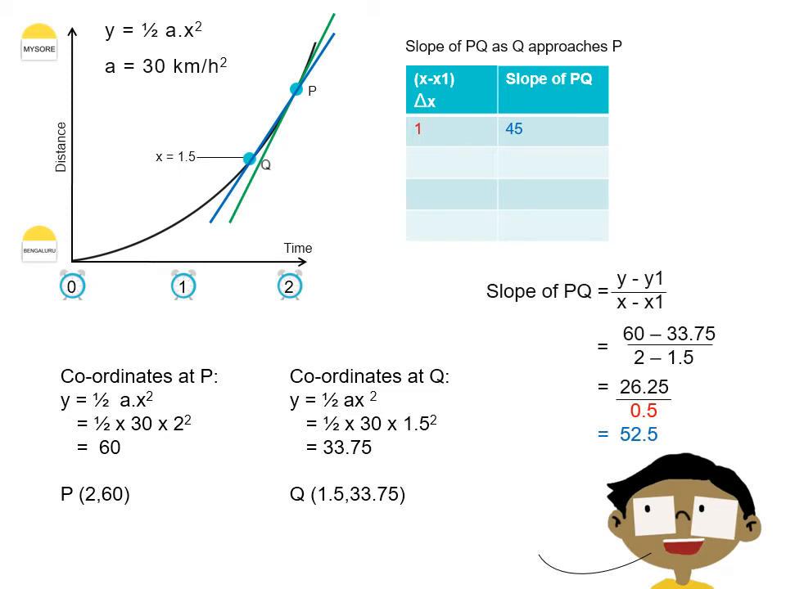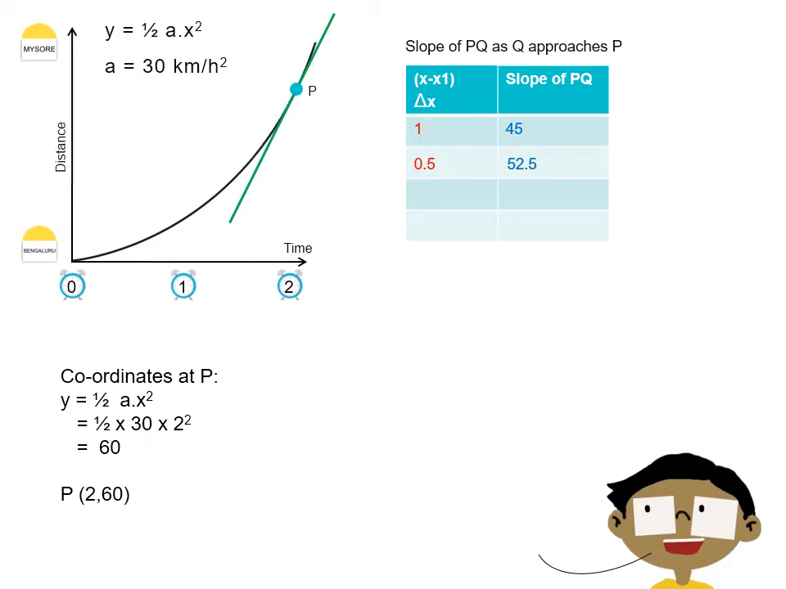We see we have the coordinates at Q, and now let's work out the slope of PQ. We see the slope of PQ is 52.5 and delta x is 0.5. We're getting closer to the tangent, but not there yet. Let's move Q even closer. Let's move Q to 1.9.